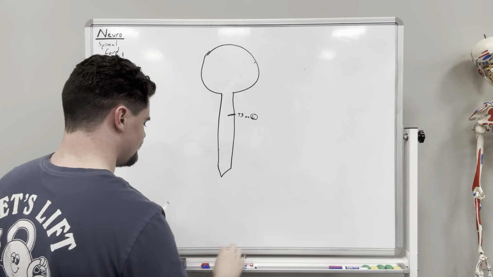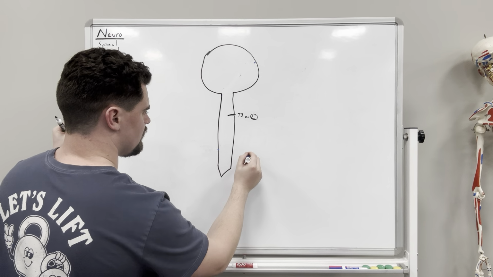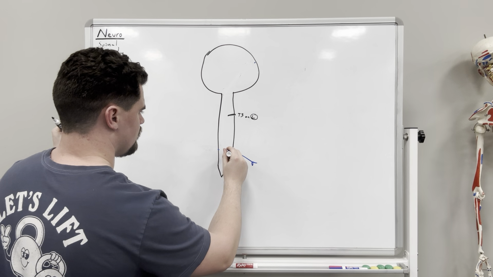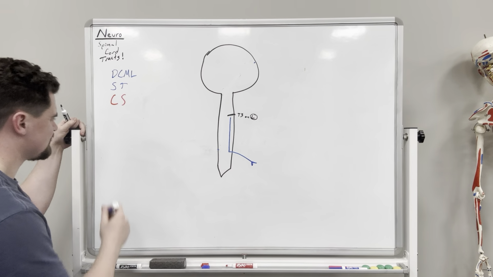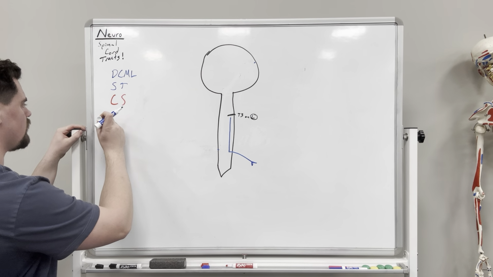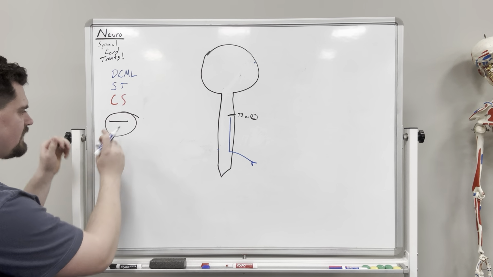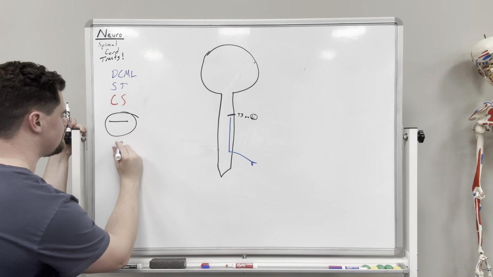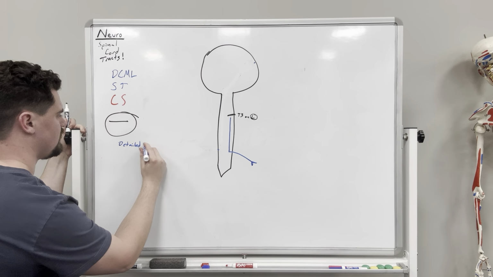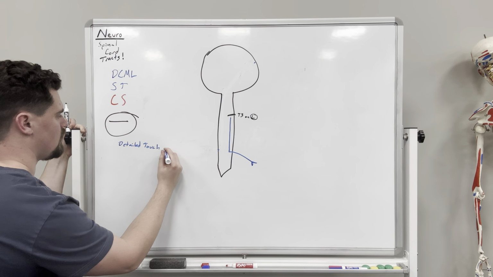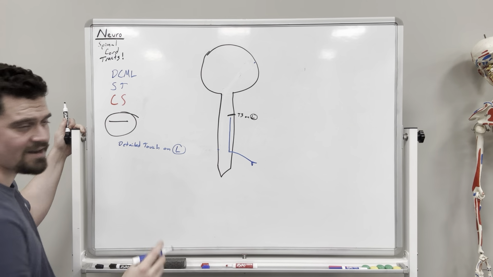Let's see about left detailed touch. So DCML, it's going to be picked up here, and then it's going to try to meet with its second order neuron. Oh! So, things that are affected, so negative. Detailed touch on left. That is affected, okay.